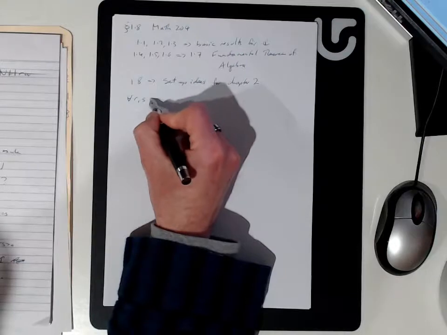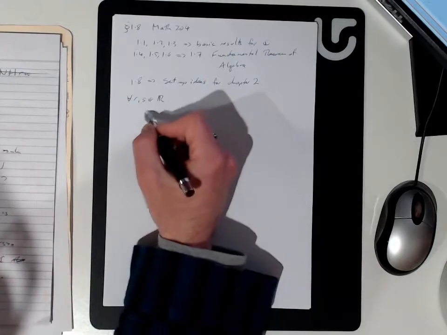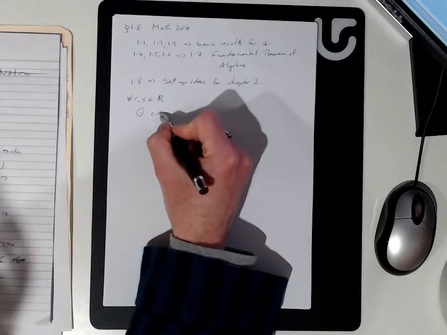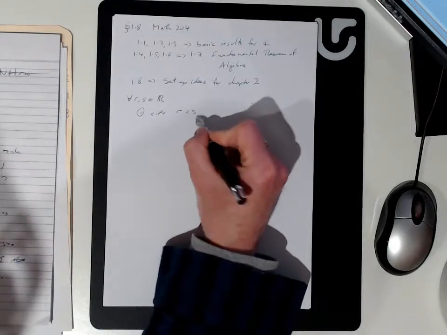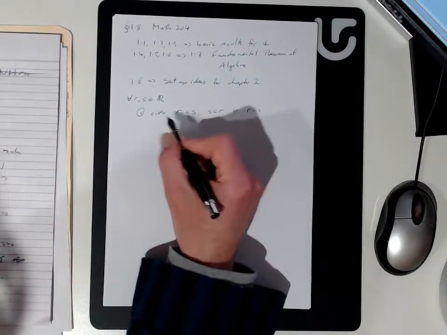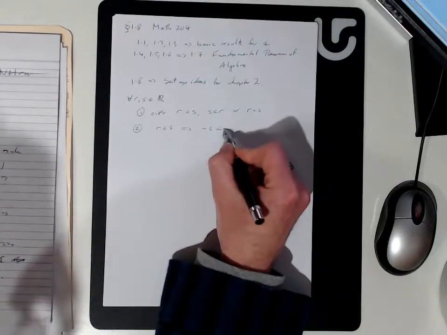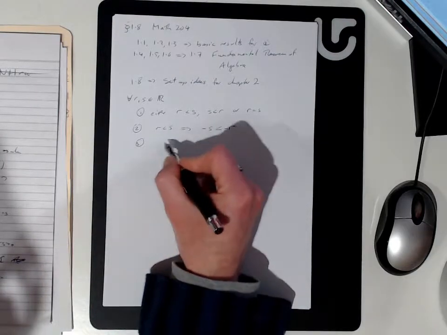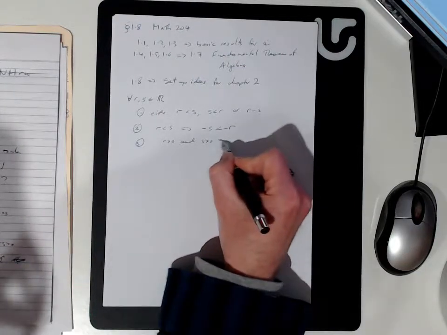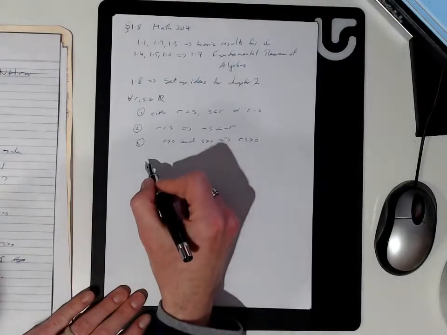For all R and S an element of the real numbers, there are a couple of things we know about them. So we know that either R is strictly less than S, or S is strictly less than R, or R is equal to S. We know that if R is less than S, then that implies that minus S is less than minus R. And we also know that R greater than 0 and S greater than 0 implies that RS is also greater than 0. So there's an obvious question.